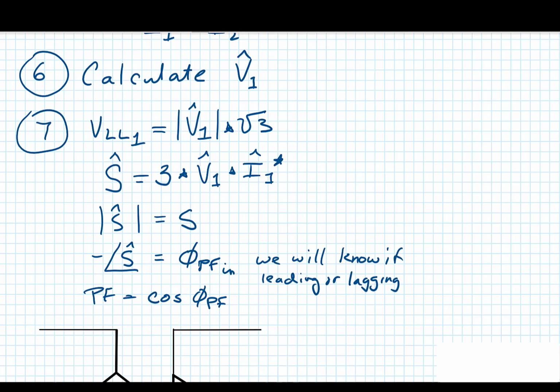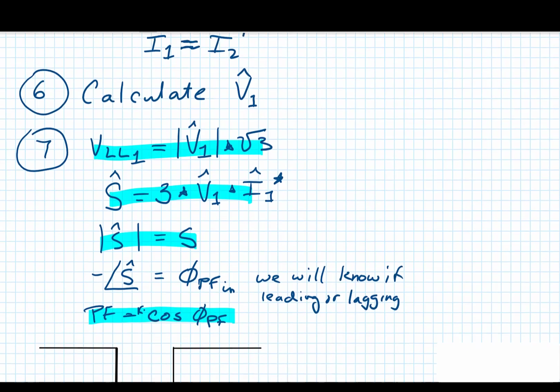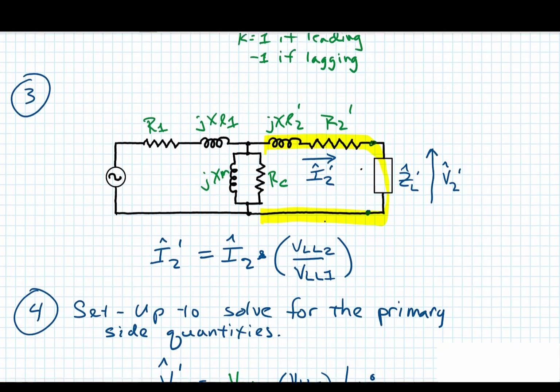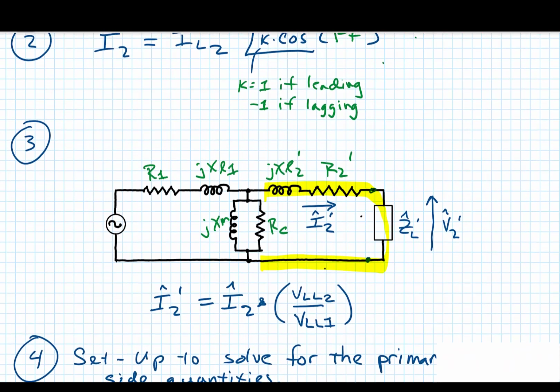And the leading or lagging will define the sign, or essentially I can put this k here, which is a 1 or a -1. So there's our answer to the 3 things we were asked for. Now this is quite straightforward. We did this for a line to neutral circuit.